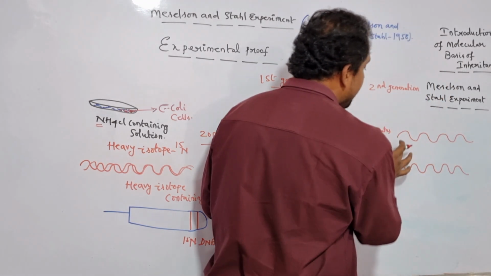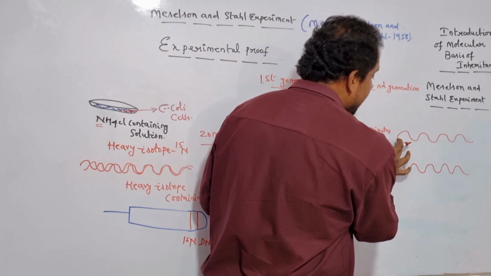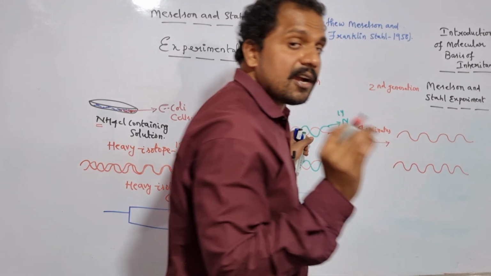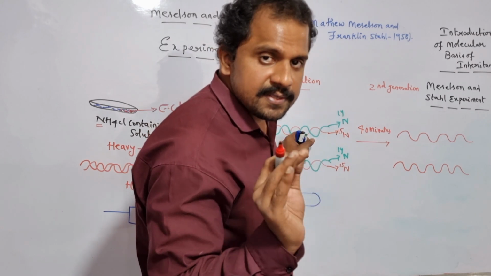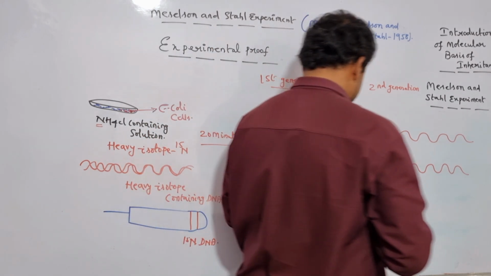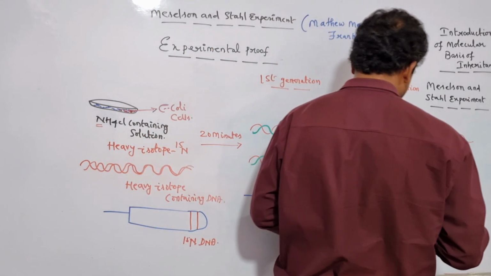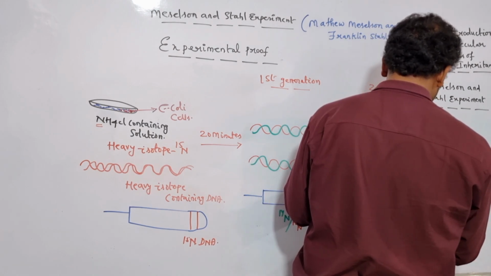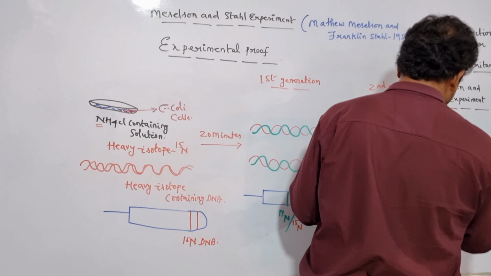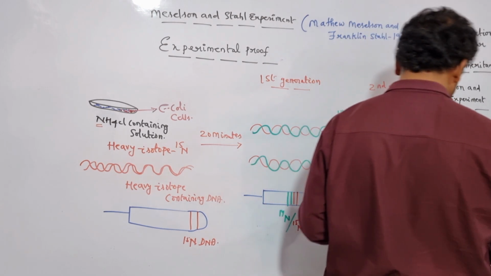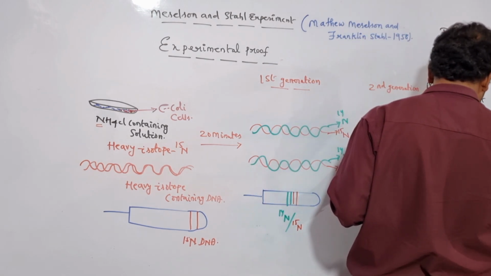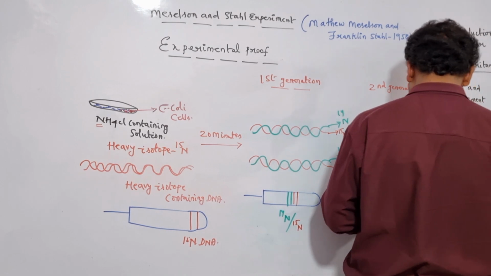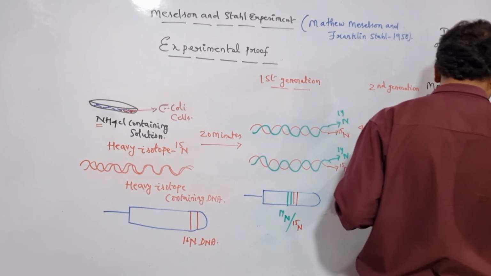And again, by taking advantage of the nucleotide sequence of this particular parental DNA strand, the complementary strand successfully synthesizes here. Complementary strand, right? So here it is N14, and whereas here it is N15.